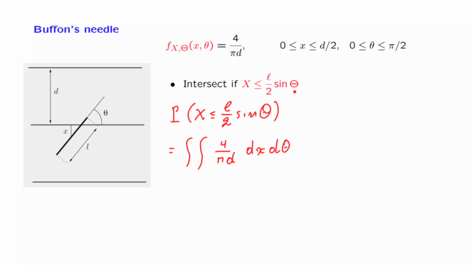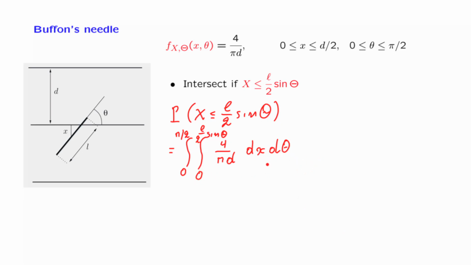So what are these pairs? This event can occur with any choice of theta. So theta is free to vary from 0 up to pi over 2. How about x? For this event to occur, x can be anything that is non-negative as long as it is less than or equal to this number. So the upper limit of this integration is going to be L over 2 times sine theta. And all we need to do now is to evaluate this double integral.